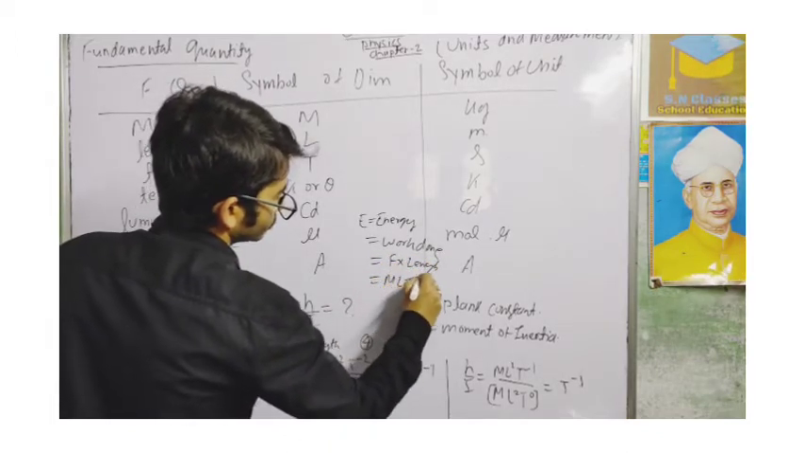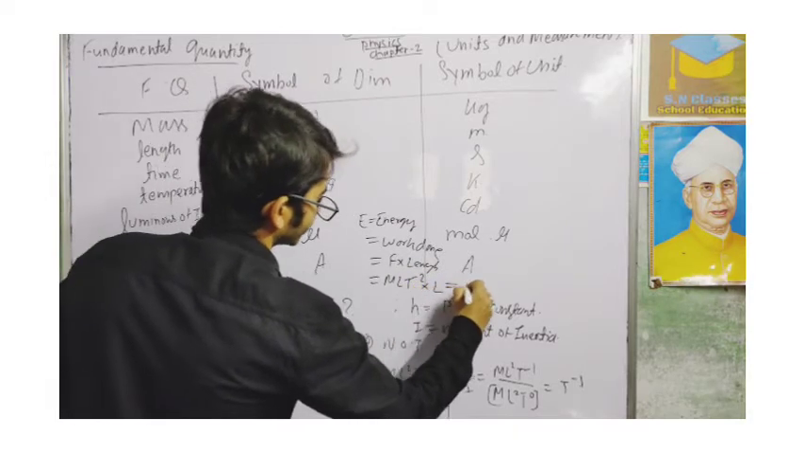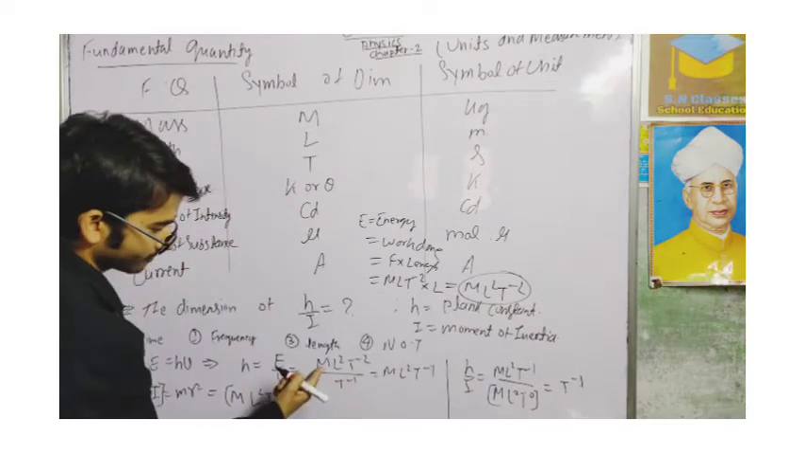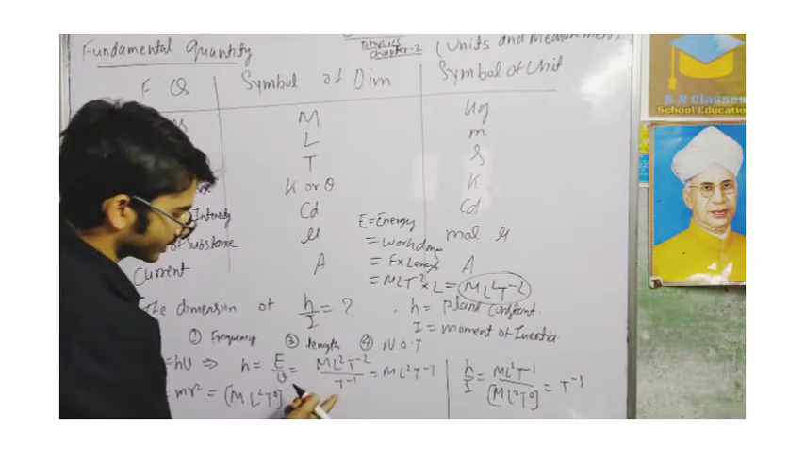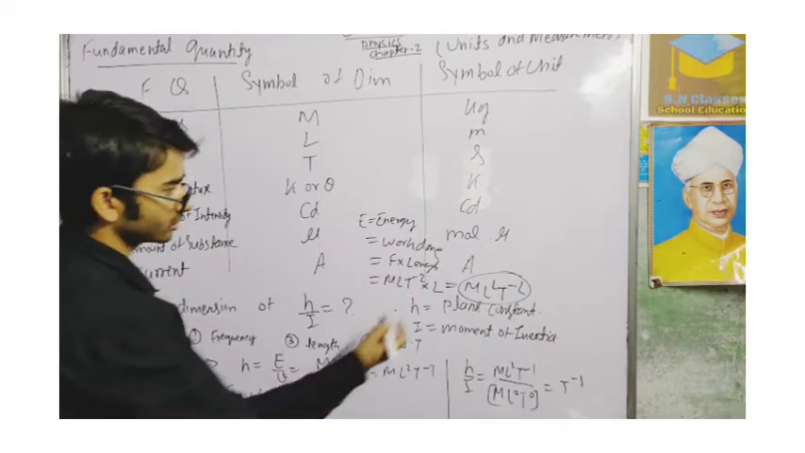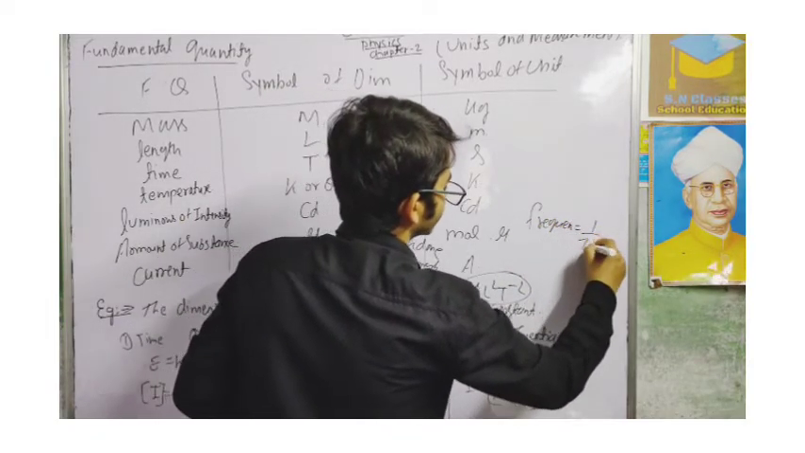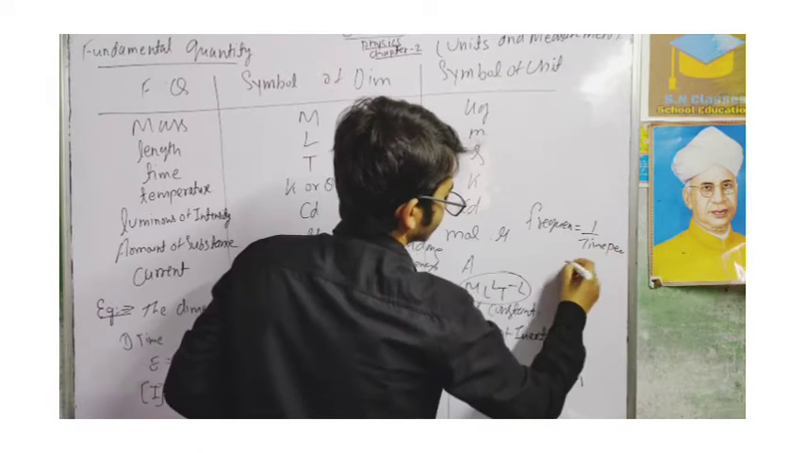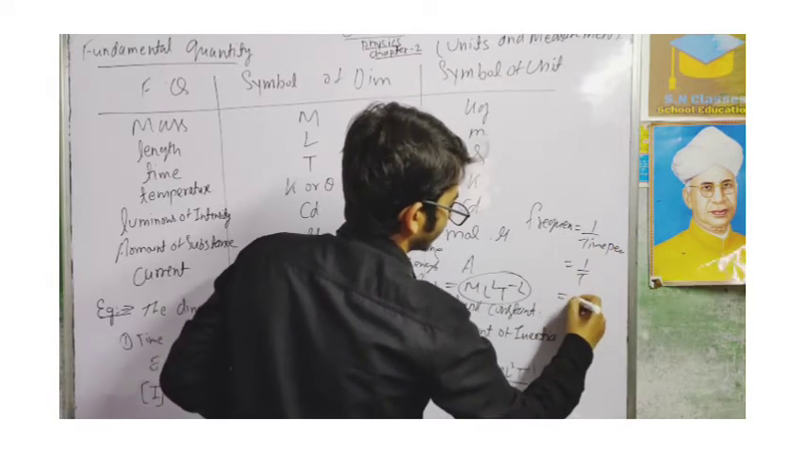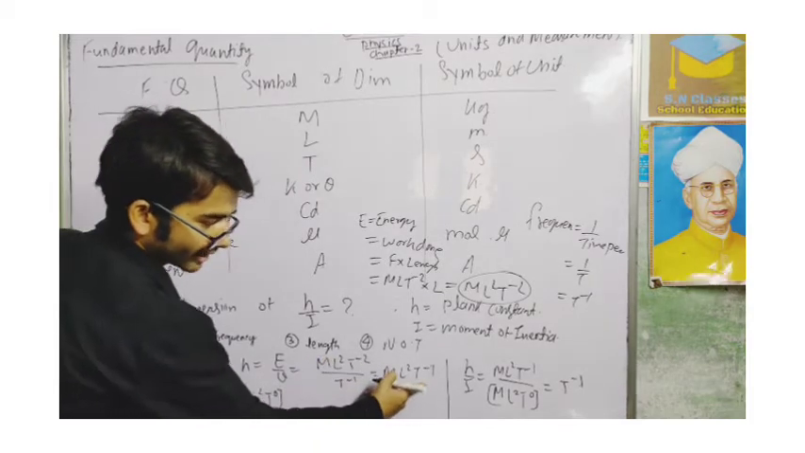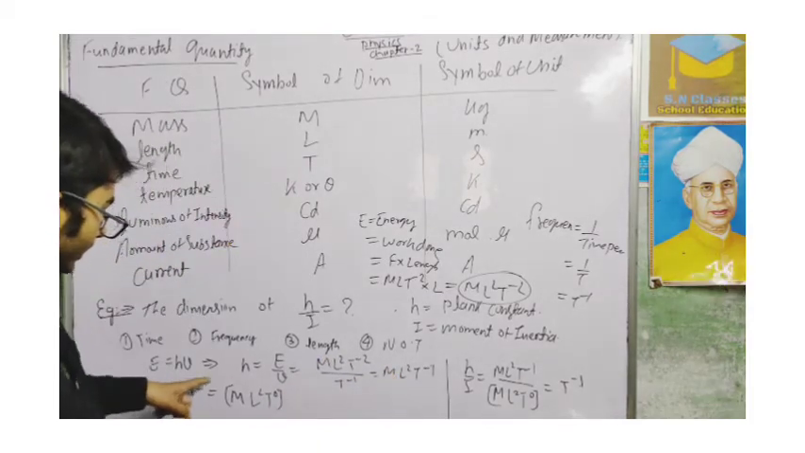So M L t^-2 is the force formula already, and displacement is length L, so M L^2 t^-2. We apply here M L^2 t^-2 divided by the frequency. The frequency formula is 1 by time period, so we write it as 1 by t, that is time inverse. So we write here t to the power minus 1.